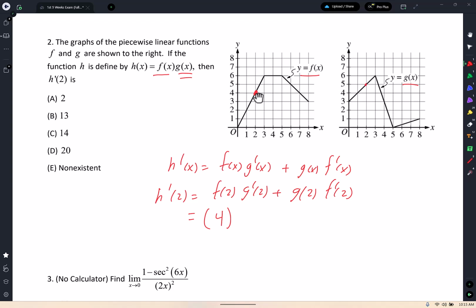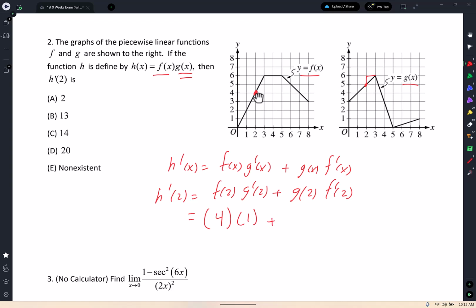But g prime, remember what prime, or derivative, stands for? It stands for what? Slope. So what's the slope of this linear line? 1. The slope of g at 2. See? Rise 1 to the right. Up 1, right 1. That's the slope of 1.